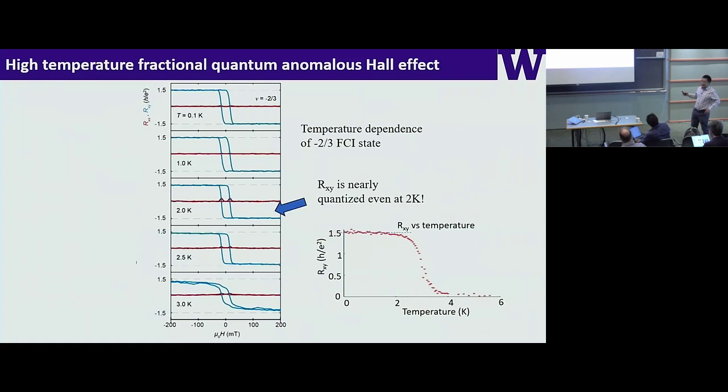Later you're going to hear from Long. They also see that Rxy can change as a function of temperature, which highlights the phase transition from the FQH effect to the extended quantum anomalous Hall state. We don't see it in our device.